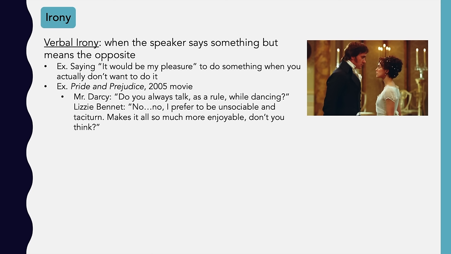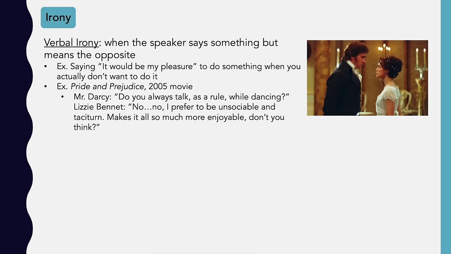I love this movie, but I also like the 1995 version. In the movie, Mr. Darcy says, "Do you always talk as a rule while dancing?" And Elizabeth Bennet replies, "No, I prefer to be unsociable and taciturn. Makes it all so much more enjoyable, don't you think?"